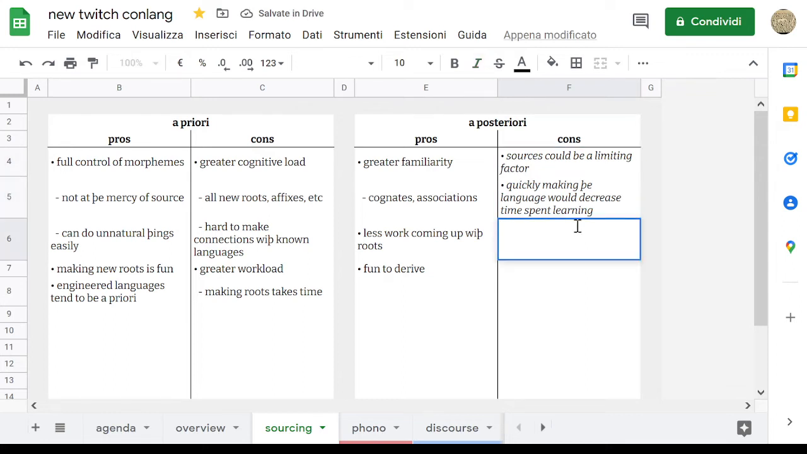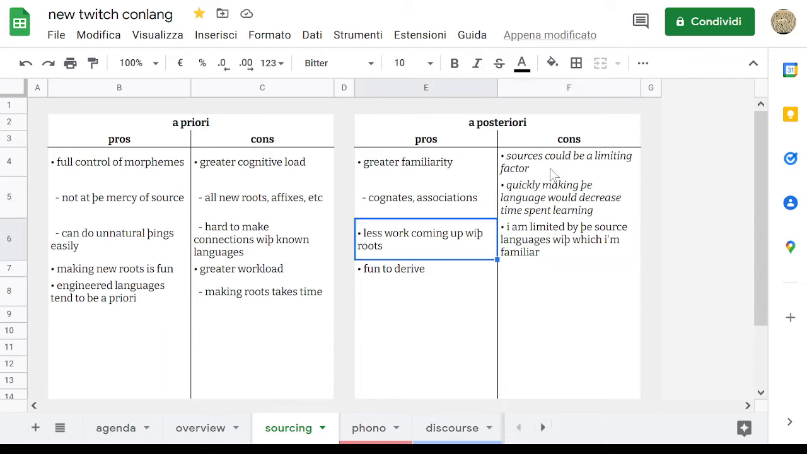There is one more con I thought of while I was explaining this stuff. And the con of a source language, it kind of goes with being limiting, but I am limited by the source languages with which I'm familiar. And this is a con, I guess not of a posteriori, but of basing it on languages I know, which is that I don't know every language in the world, of course, and I want to be able to take notes on whatever language I happen to be studying, even if it's one I'm not familiar with, and different cultures, right?